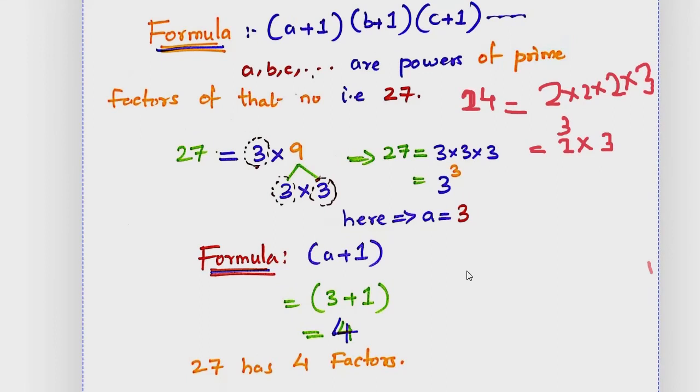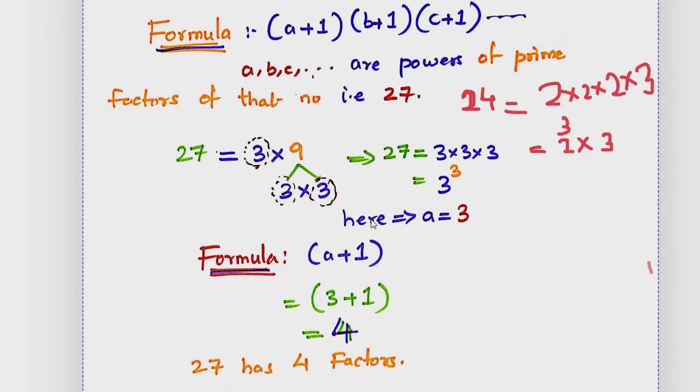As you can see, when I applied the formula a plus 1, where a is the power of a prime factor, in this case 3, you get 3 plus 1, which is equal to 4. And we have already seen that 27 has 4 factors. So we got the number of factors, and by using this formula you will get a brief idea of how many factors you have to find, or if you might have missed any factor, you can get the idea from this formula.